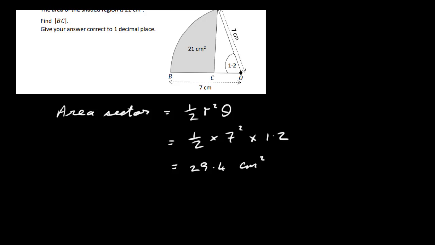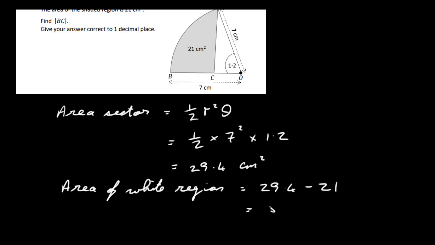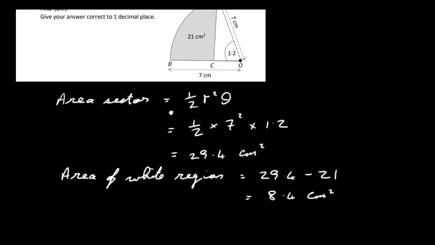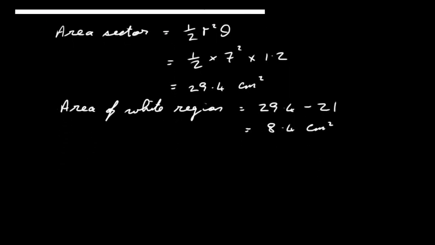So the area of the white region is going to be 29.4 minus 21, so that gives us 8.4 cm². Now this white region here is a triangle, so what I'm going to do is use the formula half AB sine C. So we know that the area of the triangle is half AB sine C. So the area of our triangle is 8.4 units.